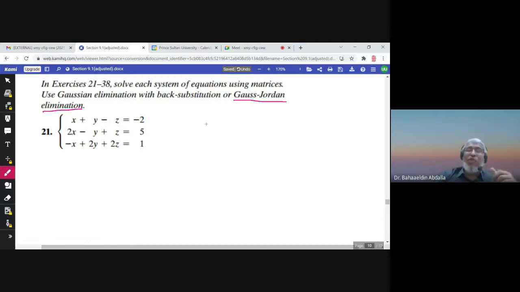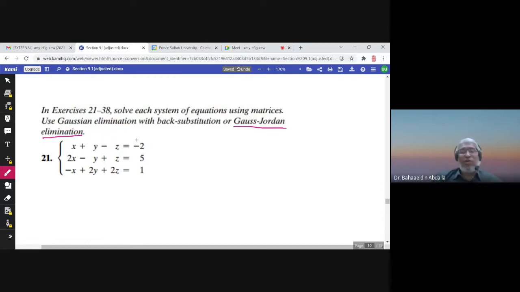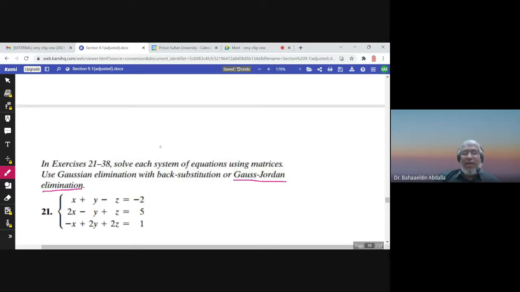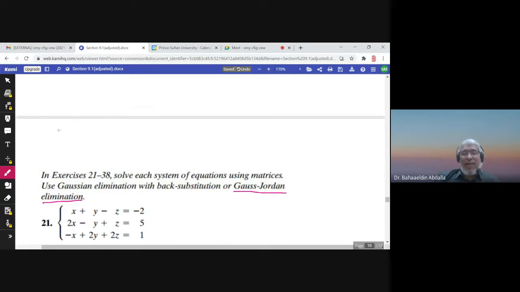And let me tell you what is the difference between Gauss and Jordan elimination and Gauss elimination with back substitution. Well, in Gauss elimination with back substitution, we start by making this one, and then making these zeros, and then making this one, and then this zero, and then this one. And we finish. We stop here. This is the Gaussian elimination method.